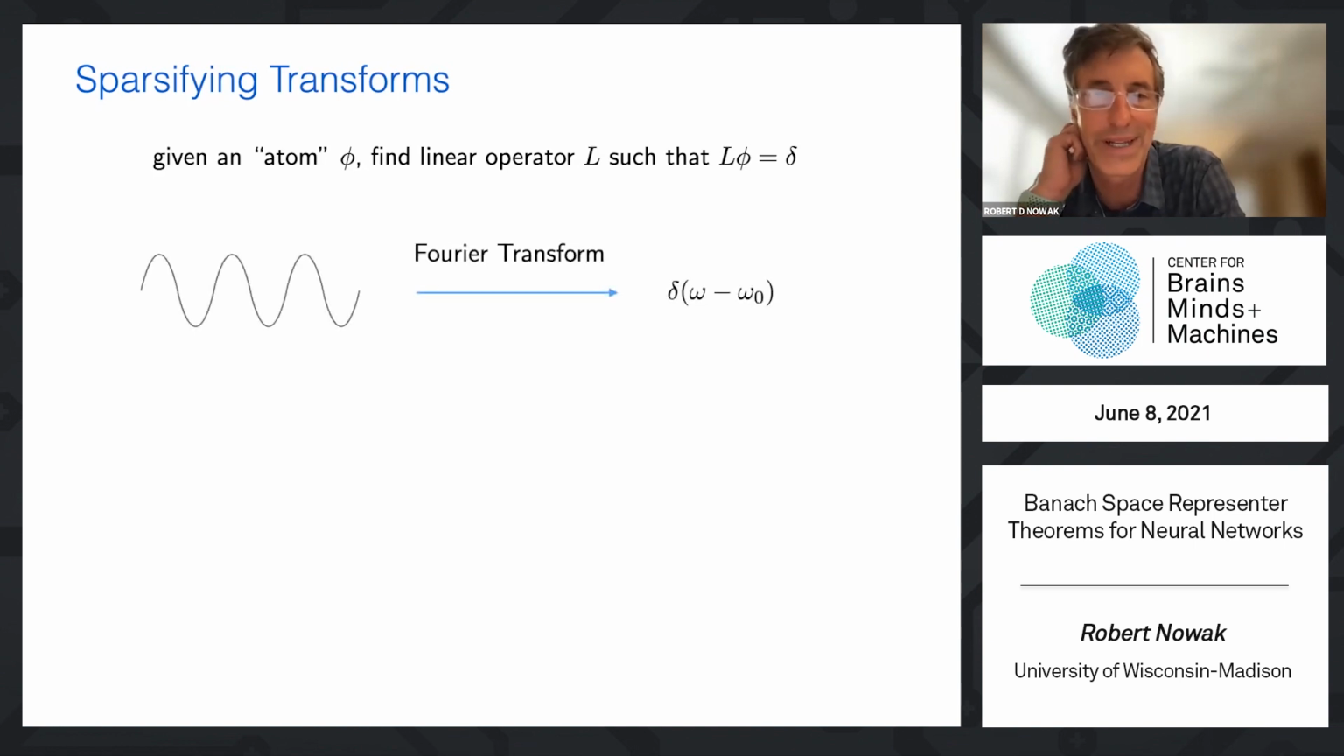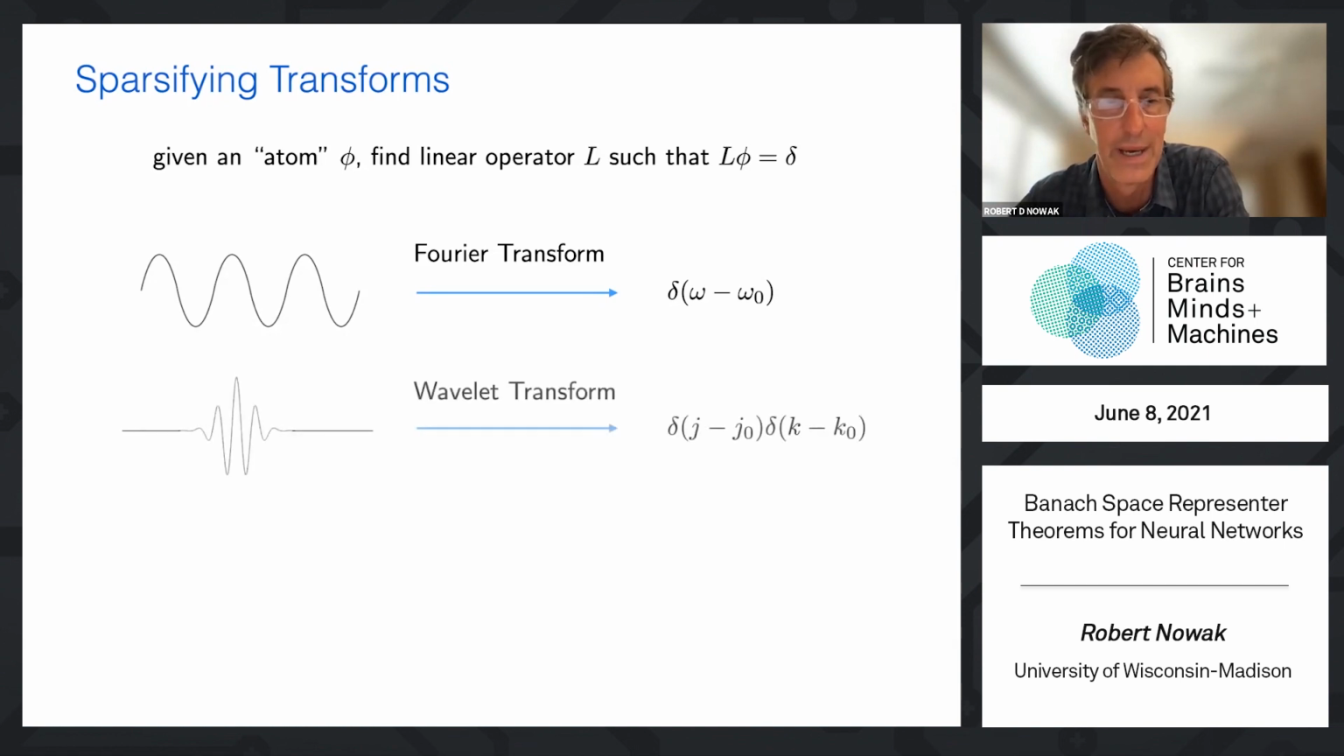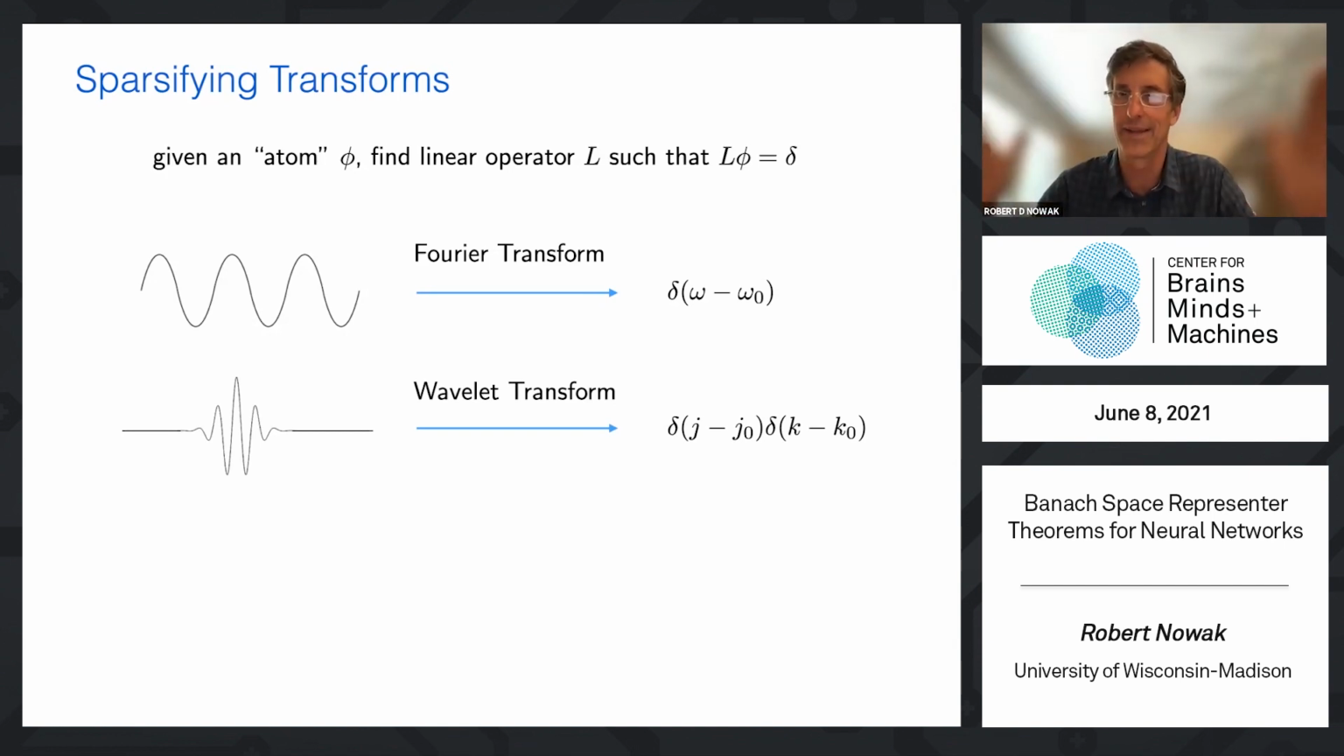So let's look at some really common examples. If I have a sinusoid and I take the Fourier transform, I get a Dirac delta that's located exactly at the frequency omega naught of that sinusoid. So that's the sparsifying transformation to use if your atoms are sinusoids. We could also look at localized waves like wavelets. What would be the natural sparsifying transform there? Obviously the wavelet transform. The wavelet transform of a little localized wave results in a product of delta functions, one indicating the scale, j naught, and the other indicating the location of that localized wave, k naught.